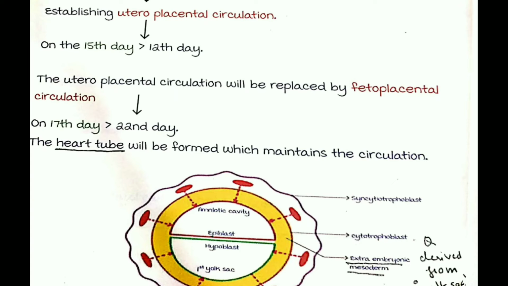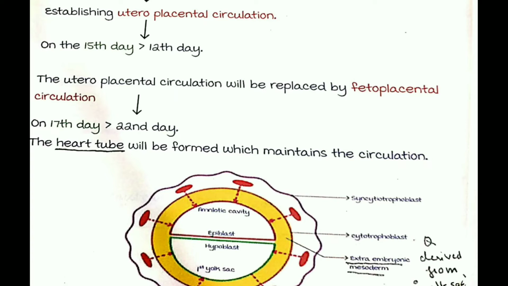So this uteroplacental circulation is formed on the 15th day of development. Previously it was said to be on the 12th day. Now, in the latest edition, it is the 15th day of development. So if 15 and 12 are given, the 15th day should be preferred over the 12th day.